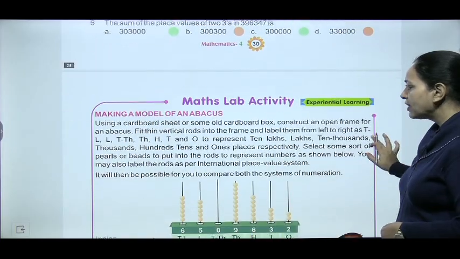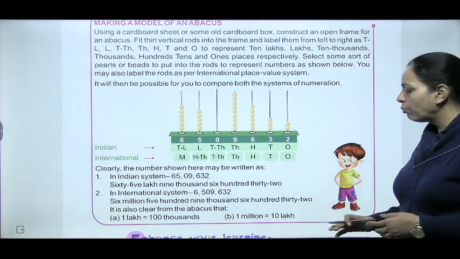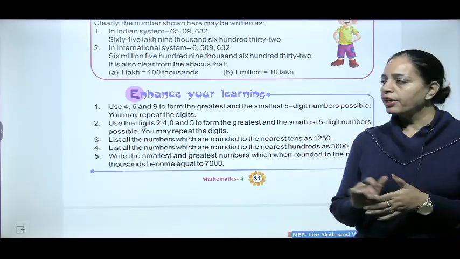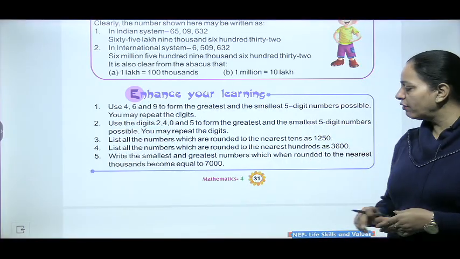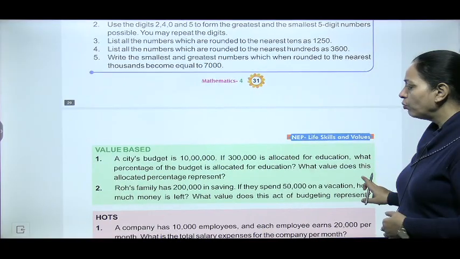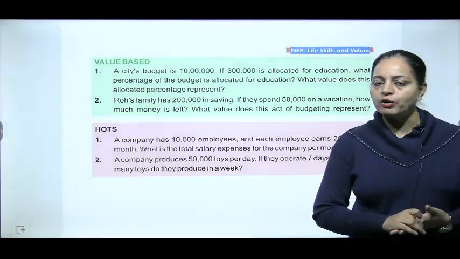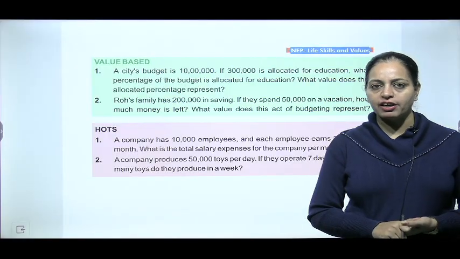Now we have one math lab activity with the help of an abacus. You can try this one, very interesting. Now enhance your learning, some points are given here, and we have a value based question and HOTS. So you can try these ones. I hope the concept is very much clear to you.